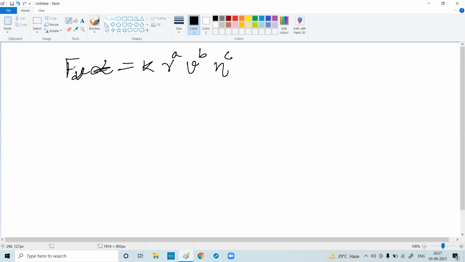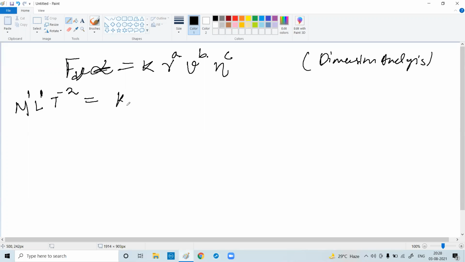And you know very well, through dimensional analysis, we are finding out what A, B, C are. Let me show you how I did. FV is nothing but a force. And what is the dimension of the force? M1, L1, T minus 2. Yes or no? And K is constant, so we can ignore it.